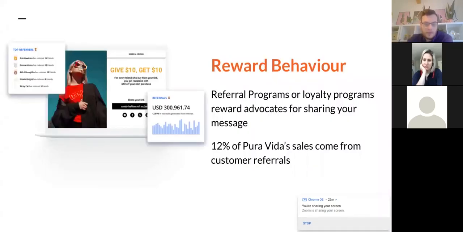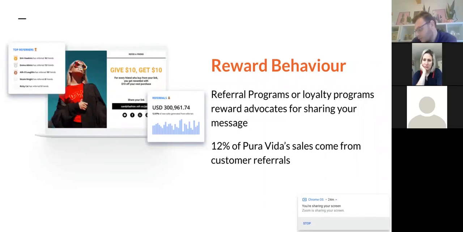So this is obviously one way that you can mold behavior. Probably the oldest method is referral programs or loyalty programs. 12% of Pure Vida's sales came from customer referrals. It can be extremely effective. I personally think that referral programs are great, but it's not necessarily advocates that are using them. If you're driven by price, you're not necessarily an advocate. There will be advocates using them, of course, but it's not purely advocates that use referral programs. It might be someone that is transactional in behavior, that just wants money off the next time, which is fine.